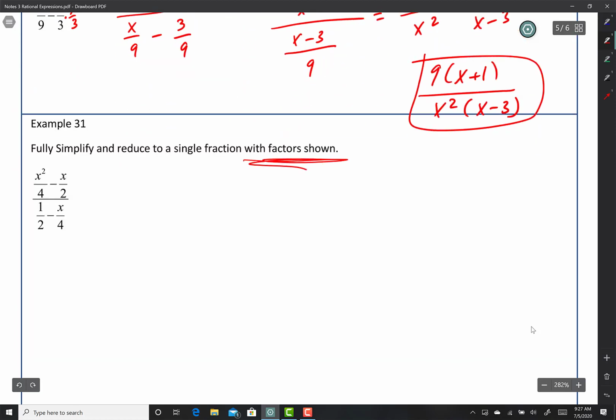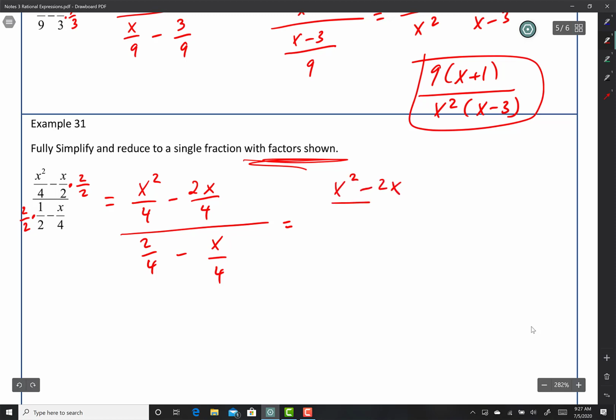Again, this one looks like it wants us to show the factors, so that's fine, no big deal. So again, I'm going to multiply the x over 2 by 2 over 2, so we can get the denominator to be 4. And I'm going to multiply the bottom here by 2 over 2, so I can get that to be 4. Ooh, there might be something special that comes out on this one, I'm not sure. So here we go. On the top, I have x squared over 4 minus 2x over 4, all over 2 over 4 minus x over 4. So x squared minus 2x over 4, over 2 minus x over 4.